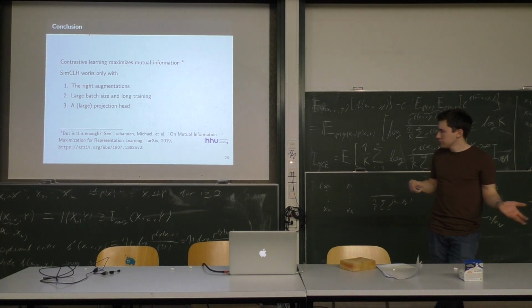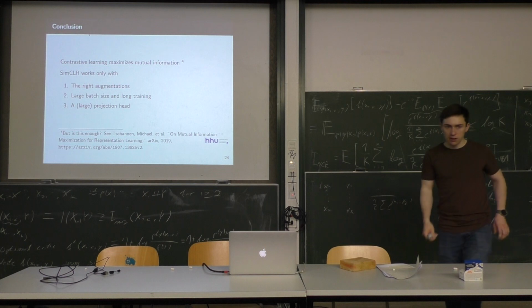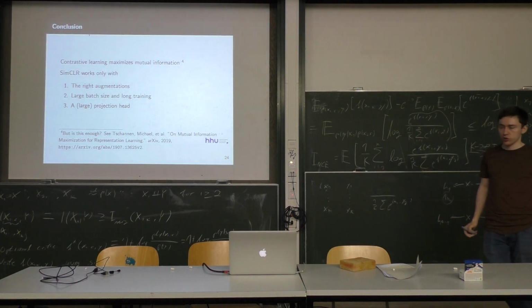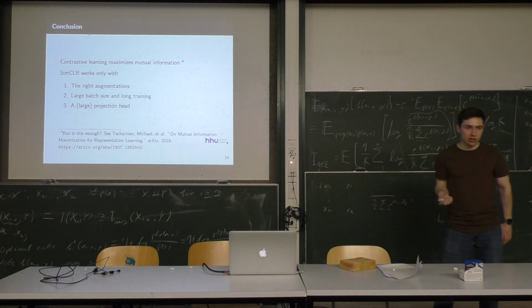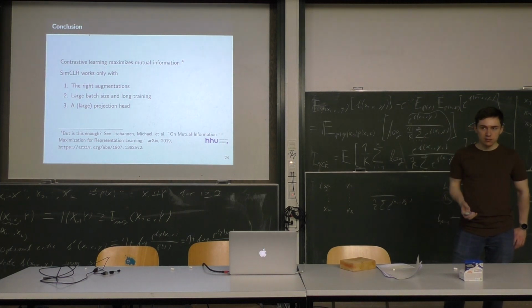And that's basically it. The takeaway here is that contrastive learning maximizes mutual information, approximately enough. And then you could talk about whether it is even a good idea to maximize mutual information. There are some people that say, no, not really, but that's another topic altogether. But to actually train it, you need the right augmentations with a large batch size and a somewhat large projection head.